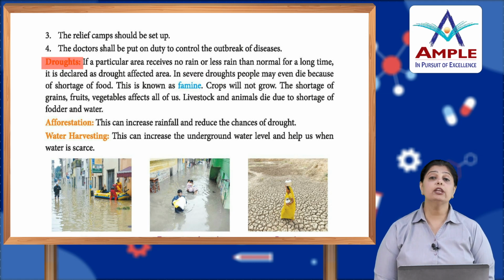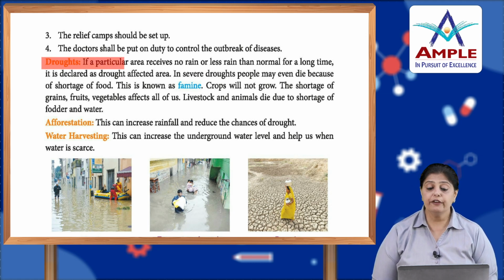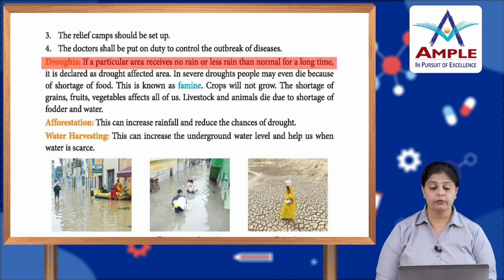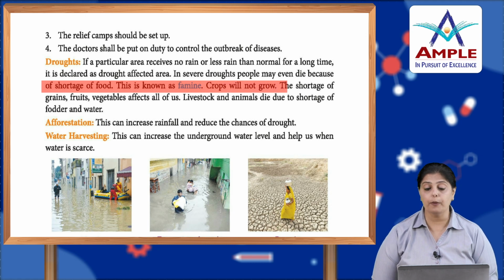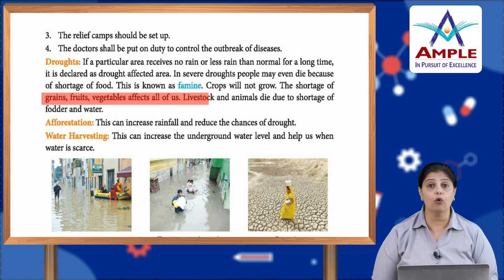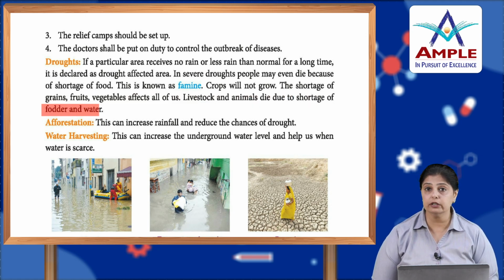Now, in areas of drought, if a particular area receives no rain or less rainfall than normal for a long time, it is declared a drought affected area. In several drought areas, people may even die because of shortage of food. This is known as famine. Crops will not grow. The shortage of grains, fruits and vegetables affects all of us, and livestock and animals die due to shortage of fodder and water.